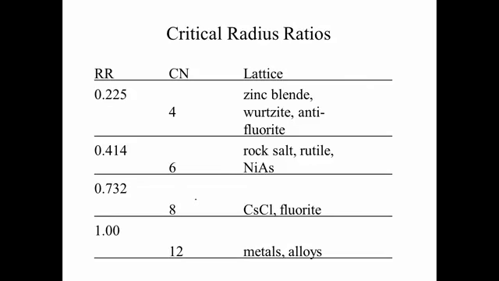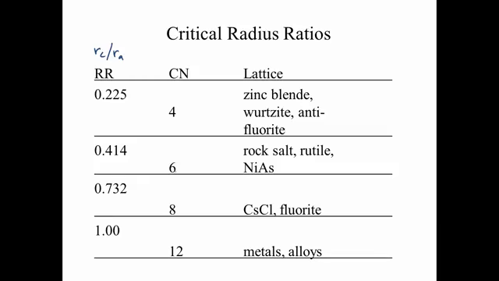And that's this number right here. That's saying that we could have an 8 coordinate structure, or the cesium chloride type structure, if the radius ratio, again remember the radius ratio is defined as the radius of the cation divided by the radius of the anion, is greater than or equal to 0.732. We could always put a larger cation in there, and that would then spread out the chlorides.